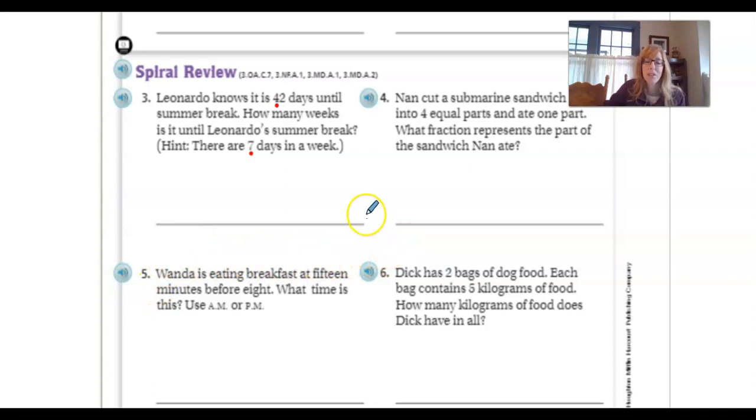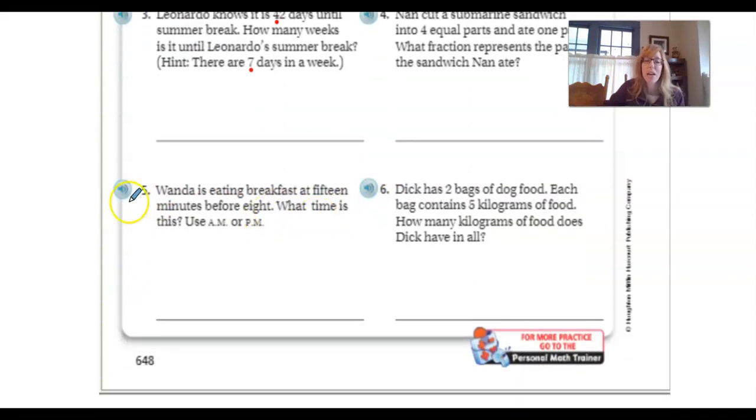Wanda is eating breakfast 15 minutes before 8. What time is this? So we have talked about time. So we know it's 15 minutes before. So you have to think, okay, well, what hour is it if it's 15 minutes before? So we know that hour is 7. So what is 15 minutes before 8? 7:45. So hopefully you got 45. And I know it's not working, so I have to write it. 7:45. A little messy when I have to write it.